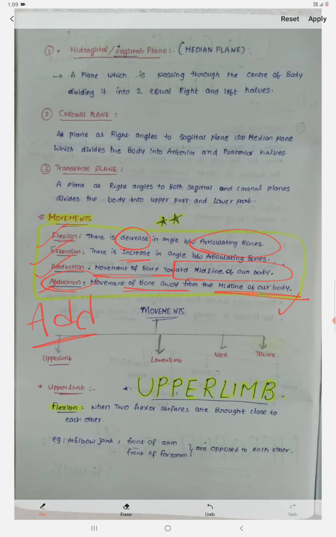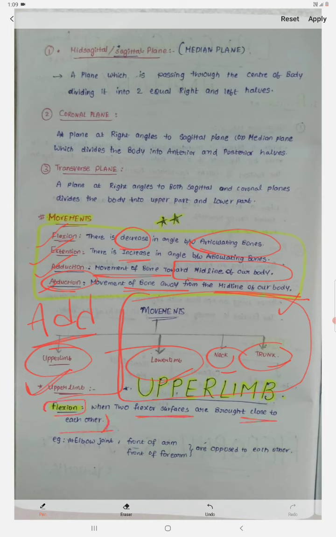And coming to the movements, we have movements in the upper limb, lower limb, neck, trunk, all these are present. So in this part 1 we are going to discuss the upper limb. Okay, upper limb, and in the coming session we want to discuss the lower limb, neck and trunk, and other topics also. So coming to the upper limb, we will have the flexion when 2 flexor surfaces are brought close to each other. This is called flexion. Example, at the elbow joint, the front of the arm and the forearm are opposite to each other.